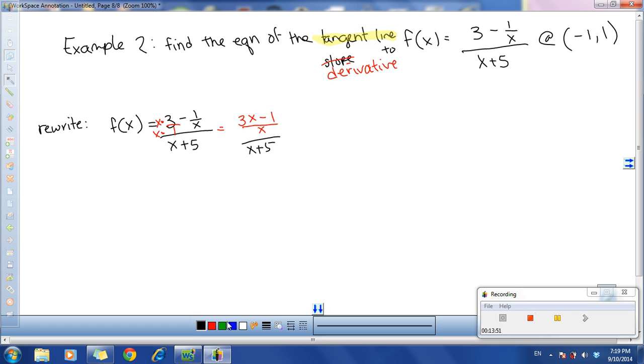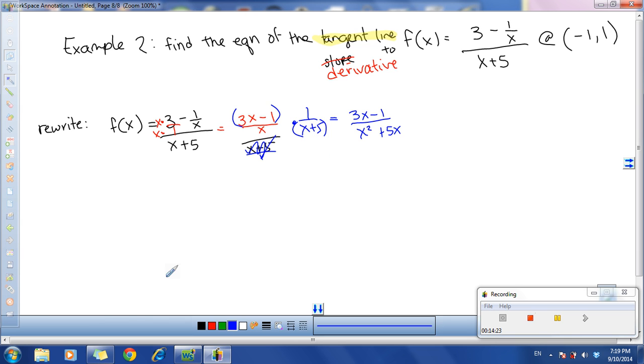Okay, now I'm going to multiply by the reciprocal, so I don't have that anymore, so I have 1 over x plus 5, which means that now I have 3x minus 1 times 1, which is just 3x minus 1, over x times x plus 5 gives me x squared plus 5x. Now this makes it a little bit easier to find the derivative.